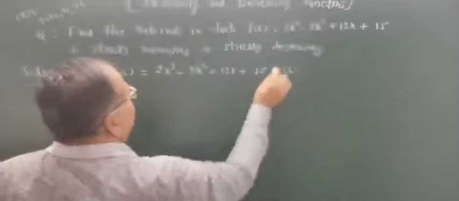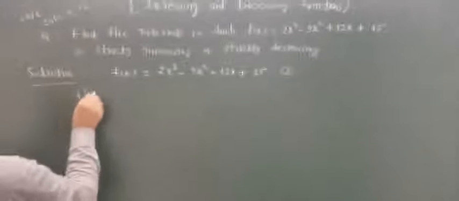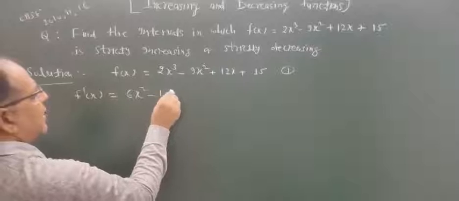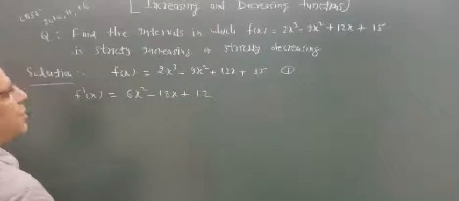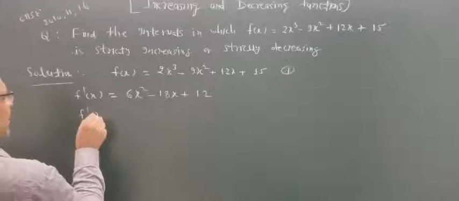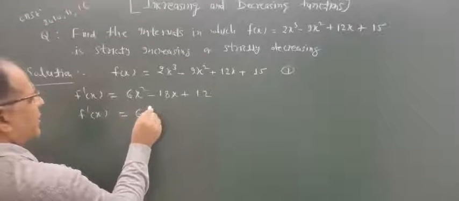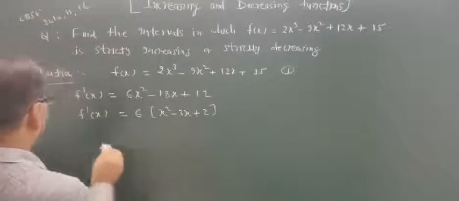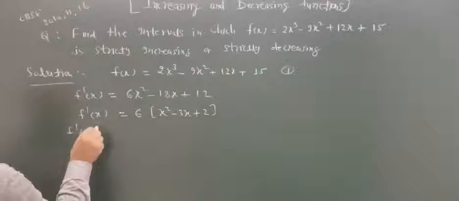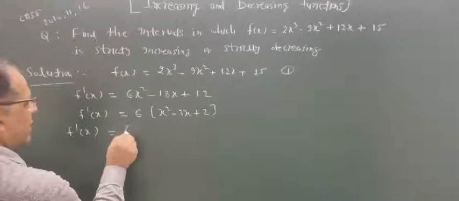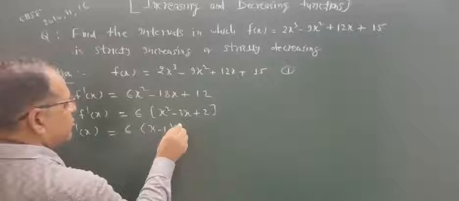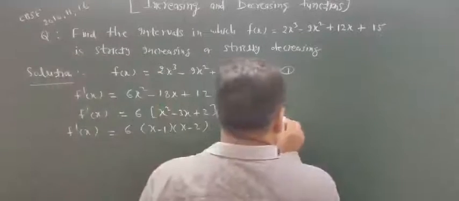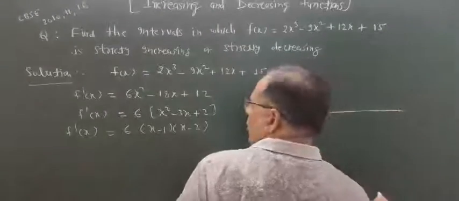This is the function. Now f dash x equal to 6x square minus 18x plus 12. This is the derivative. Again, this can be written as 6 common here, so x square minus 3x plus 2. This is necessary to convert into the factor form in which the coefficient of x square should be 1. So 6, and after factorization we have (x minus 1)(x minus 2). So there are two factors in this question for the value of f dash x.